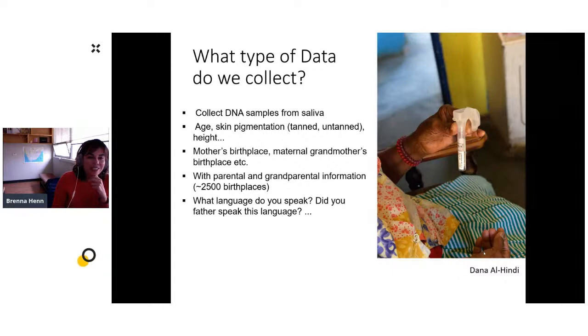Additionally, we collect some phenotypes such as skin pigmentation and height. We're really interested in eye color as well, because there's a lot of phenotypic variation in these populations, and we've already found some surprising genetic results from connecting the genetic variation to these unusual phenotypes.